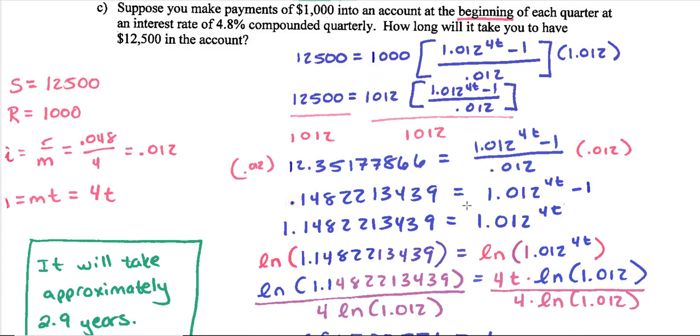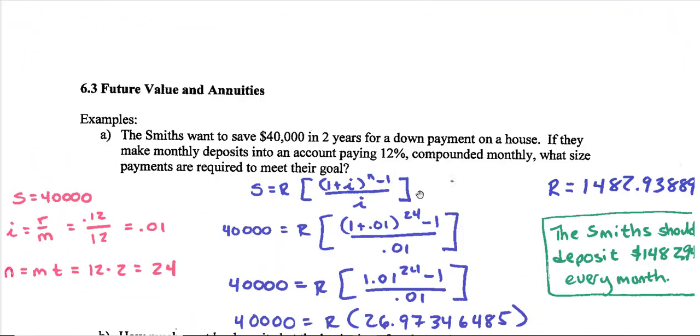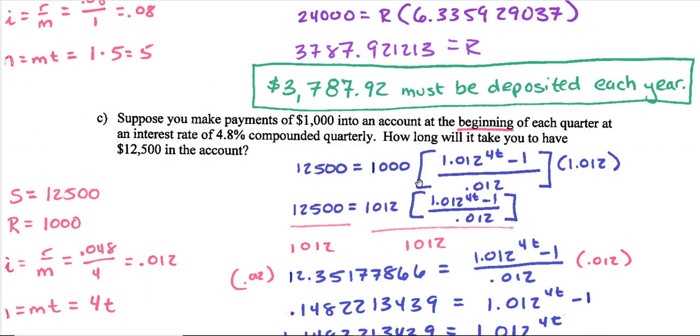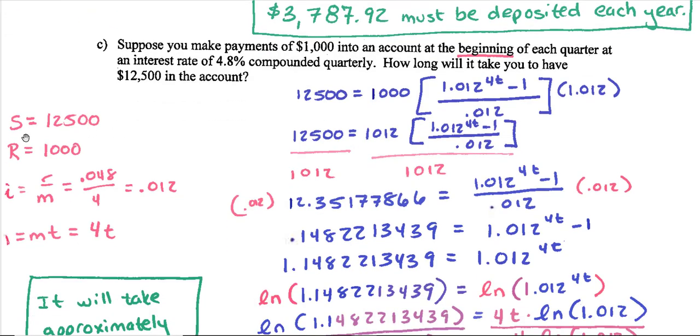All right. Suppose we're going to make payments of $1,000 into an account at the beginning of each quarter. Again, beginning, that extra interest payment, this is going to be an annuity due. And the interest rate is 4.8% compounded quarterly. How long will it take you to have $12,500 in the account? All right, so what do we know? We're going to use this formula here again with the extra 1 plus I. So what do we have? We have S, the future value, is 12,500.